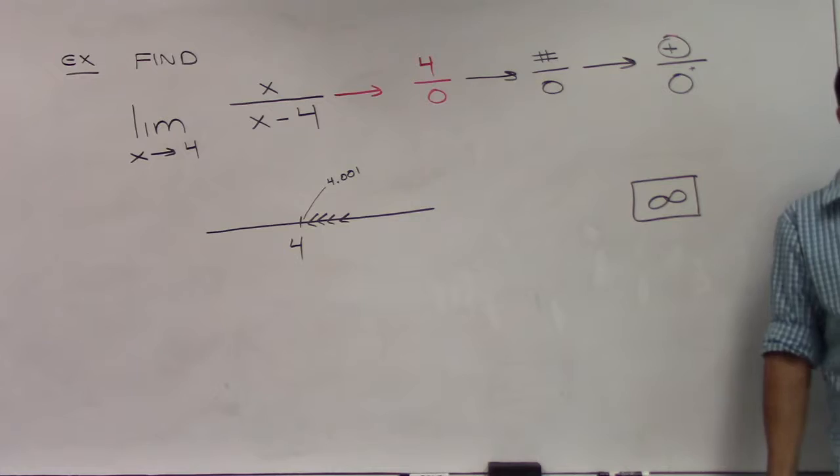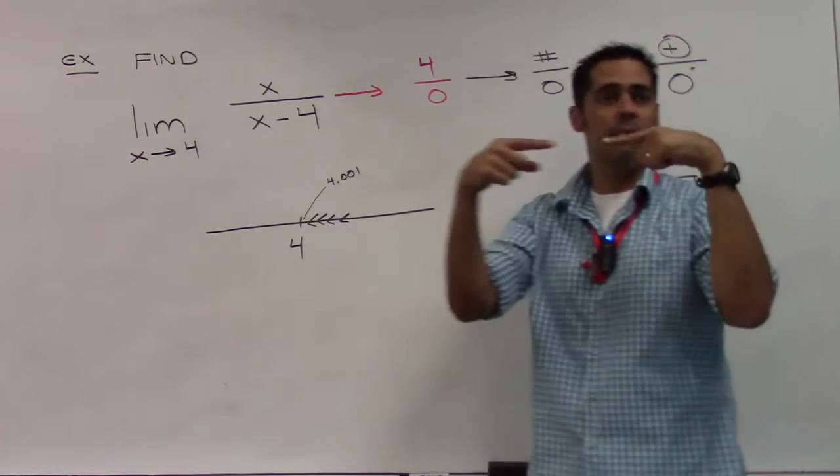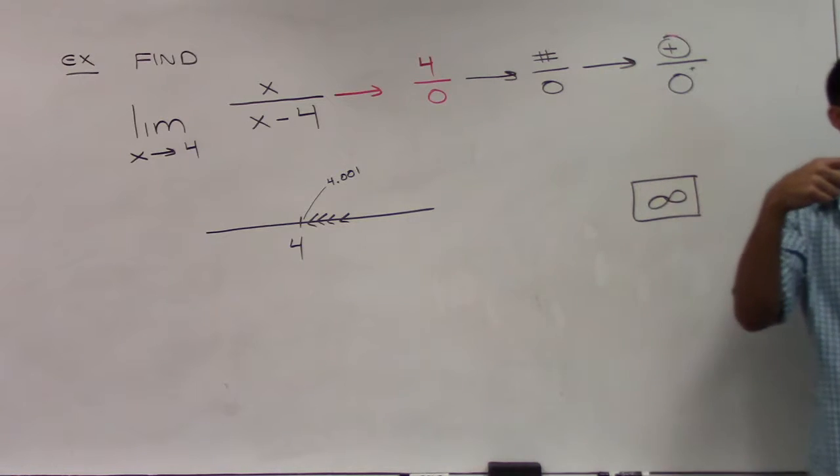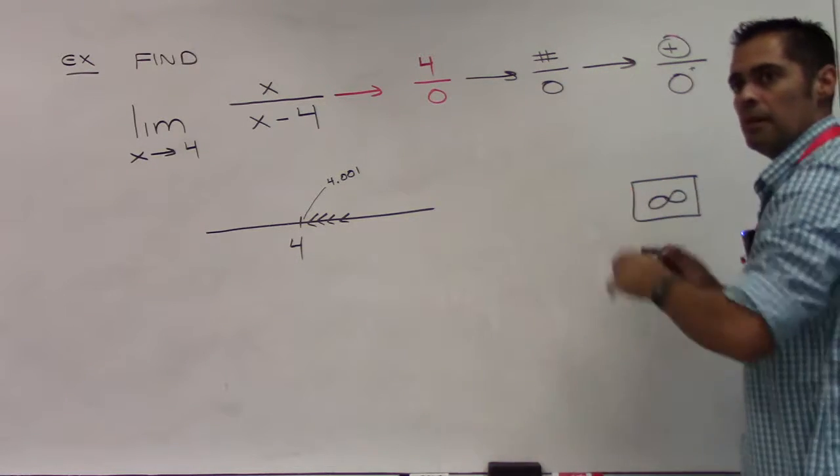Positive infinity, negative infinity, and those aren't the same. So in order for a limit to exist at a point, it has to be the same from both sides. Yes? Okay. So that would be DNE, done.